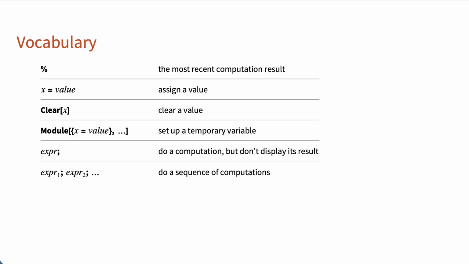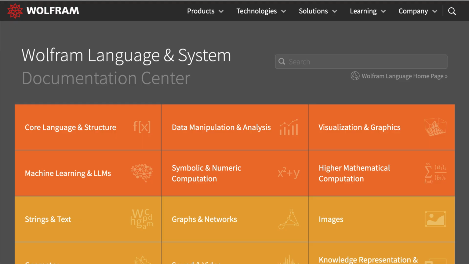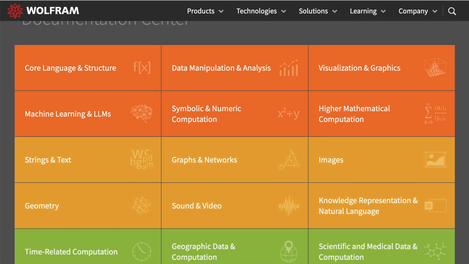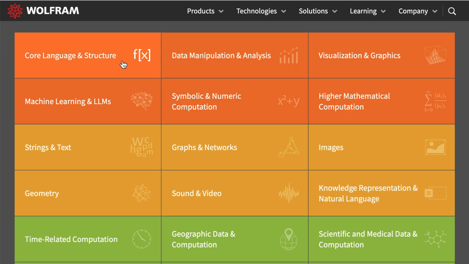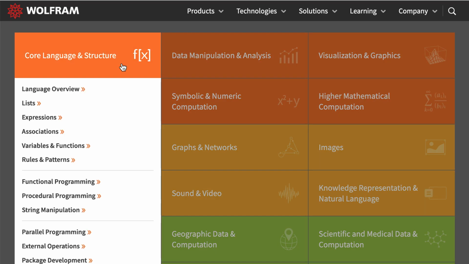To summarize, here is the programming vocabulary for this section. This section included the notion of assigning names to things, the notion of localizing variables, such as by using Module, and distinctions between different common programming styles, especially between functional programming and procedural programming. More information about these topics can be found in the Wolfram Language and System Documentation Center by clicking the Core Language and Structure button and choosing Items from the menu that pops up.